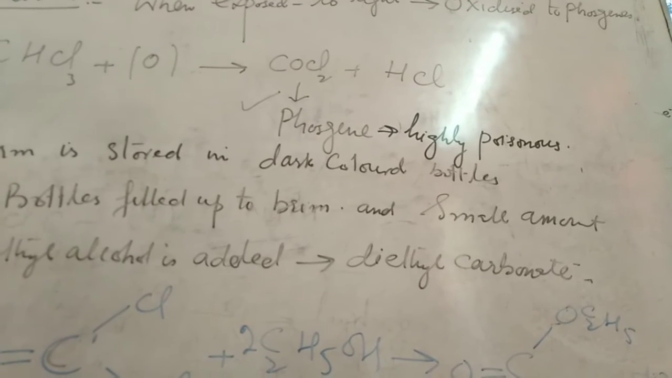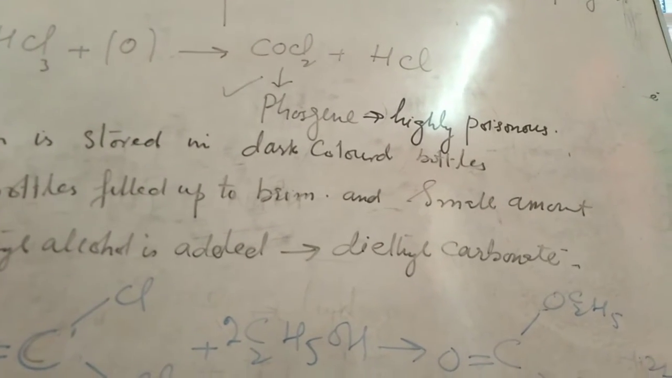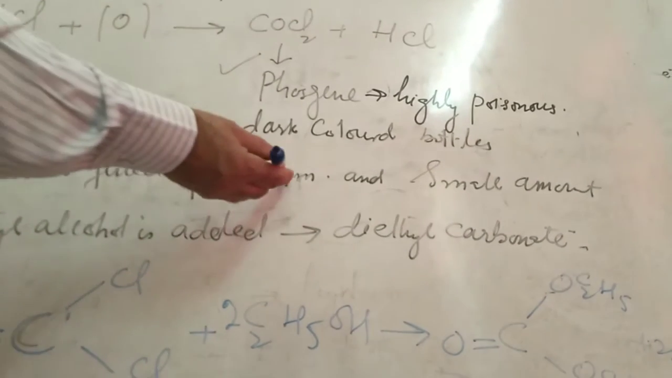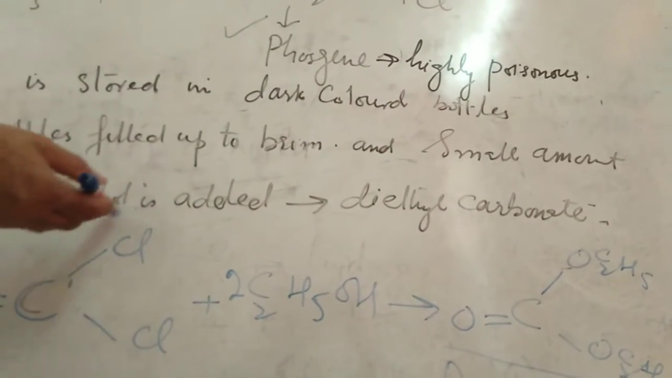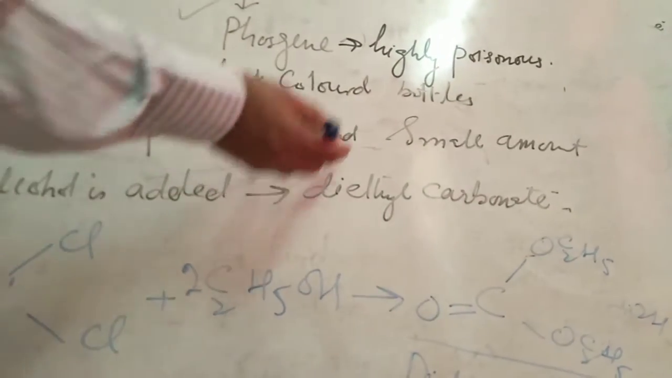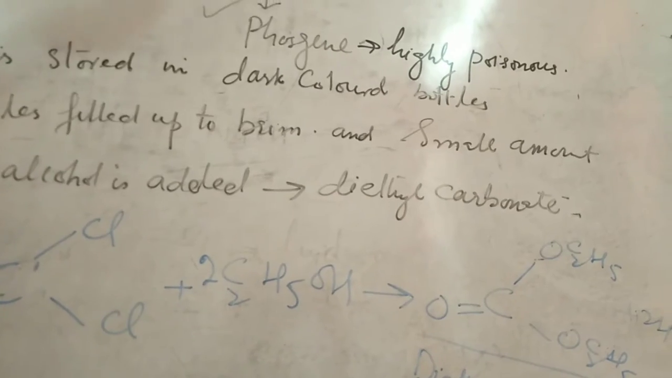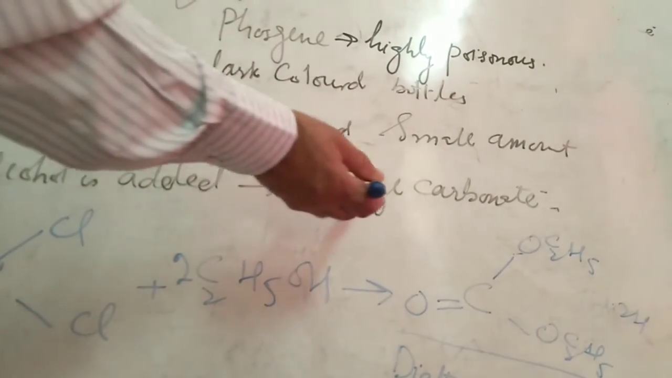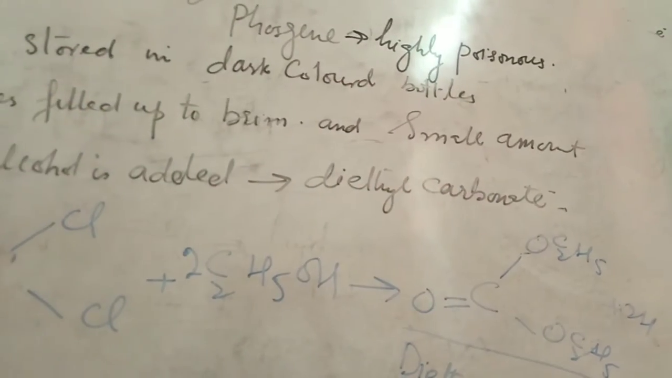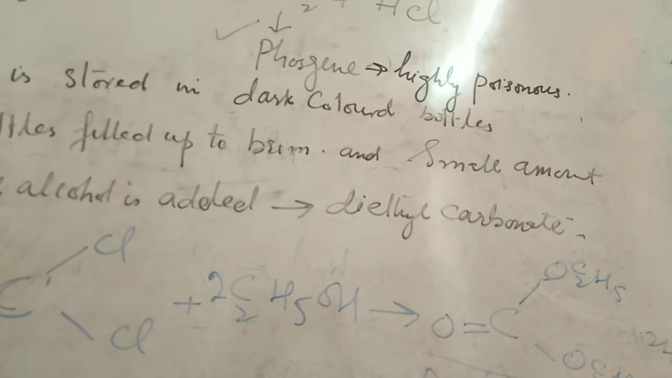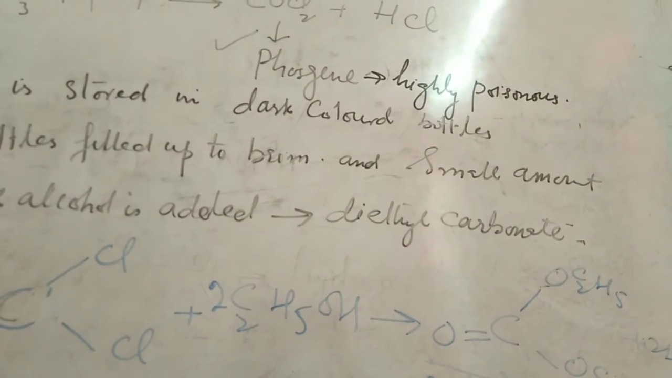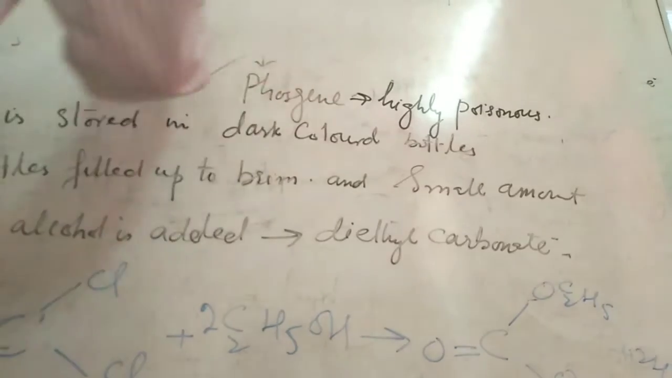So chloroform is stored in dark colored bottles. Bottles are filled up to brim and a small amount of ethyl alcohol is added, so that if carbonyl chloride is formed, if phosgene gas is formed, that gets converted into diethyl carbonate, which is not poisonous. So this was the oxidation of the chloroform.